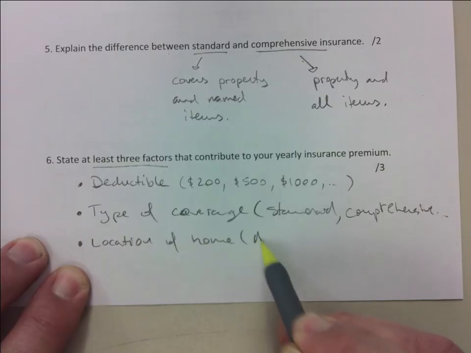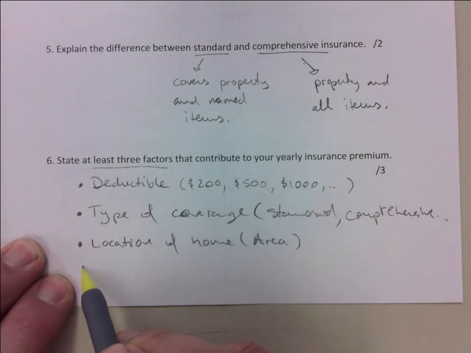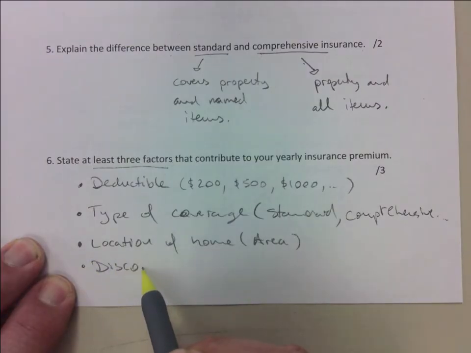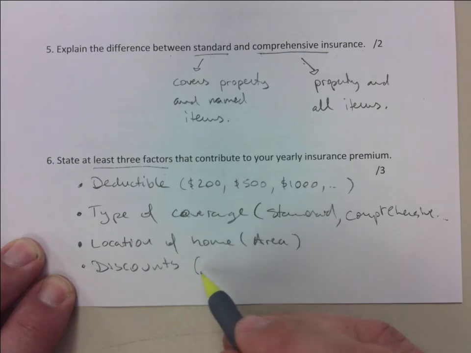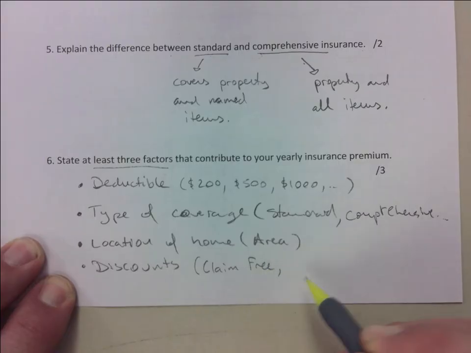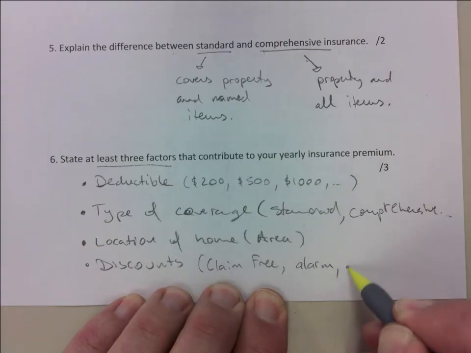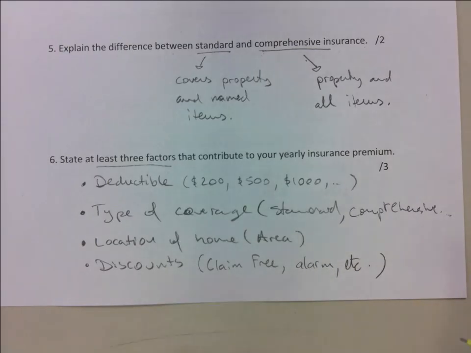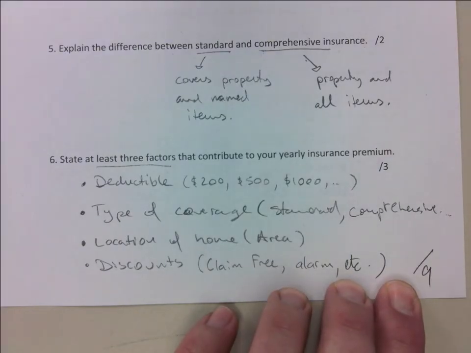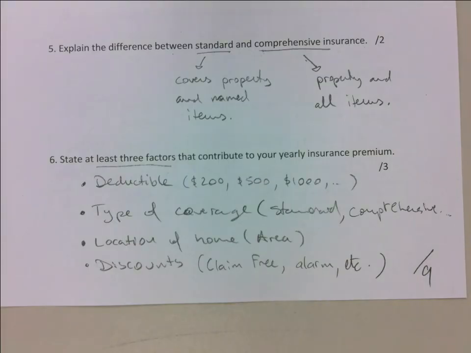Then you can talk about the location of the home, right? Which area you're located in, and discounts that you qualify for, right? If you're claim free, alarm system, etc. I mean, it just goes on and on, right? You have lots of things that factor in, but you needed at least 3 to get the 3 marks. So 3, 2, and 1, that's 6, and 3 is 9. So the backside is also worth 9, okay?